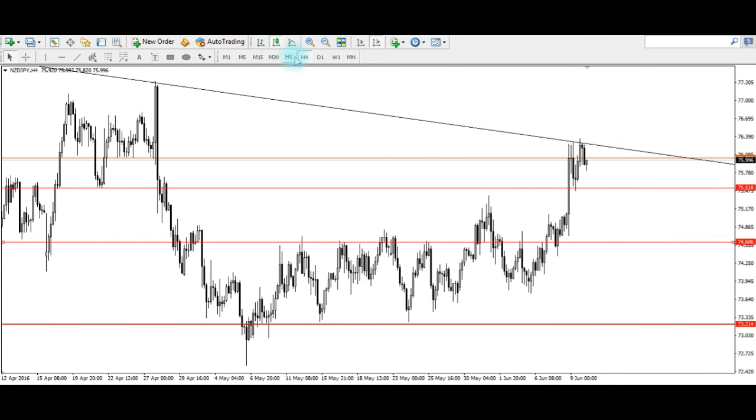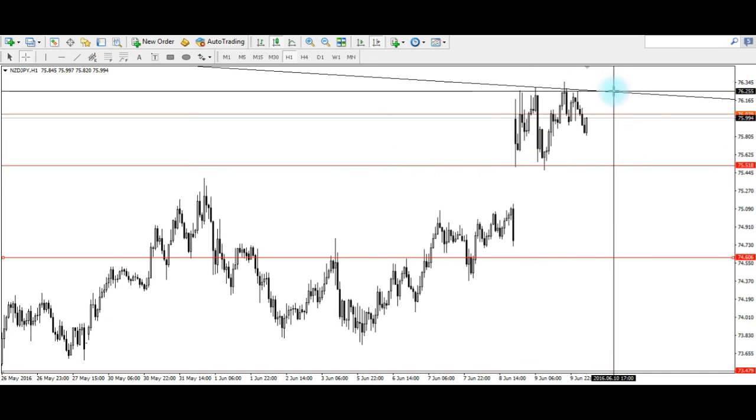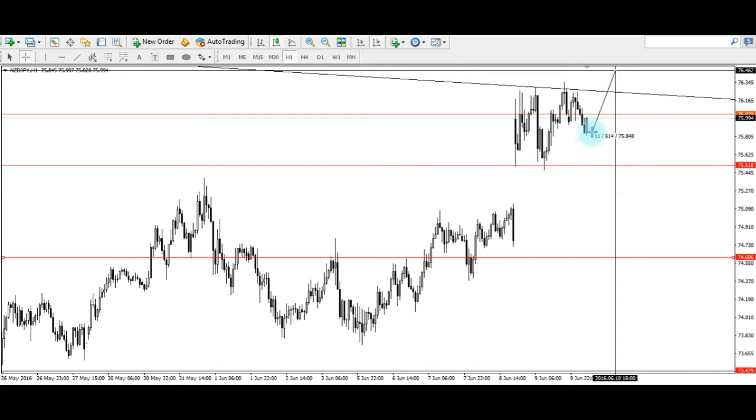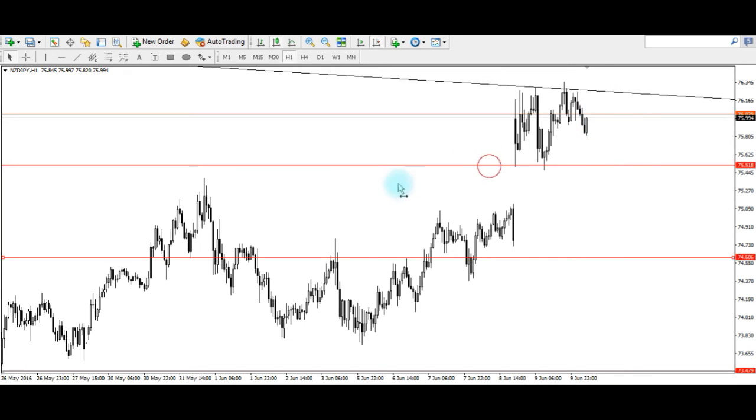For the stop loss, I recommend setting it at this level, about 20 pips above. That will be good enough. You are looking at a risk of about 48 pips, so that's pretty good. So that's for the New Zealand dollar against the Japanese yen.